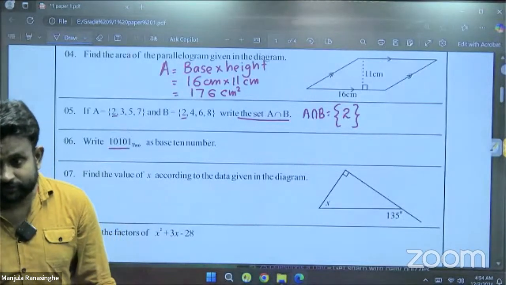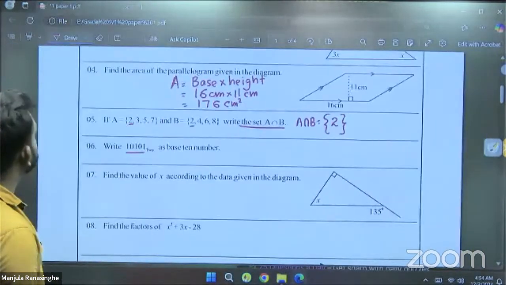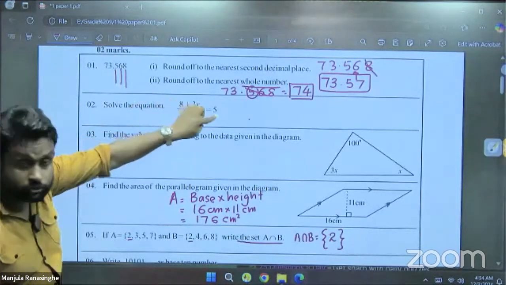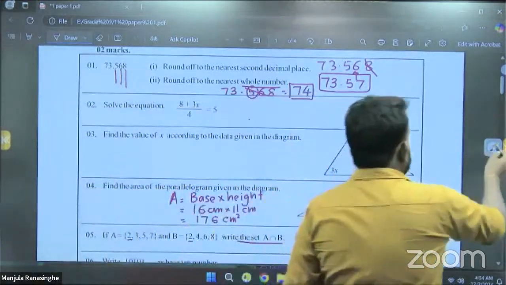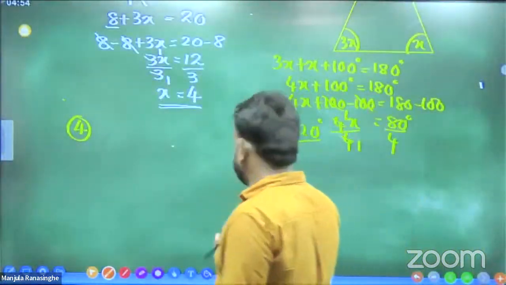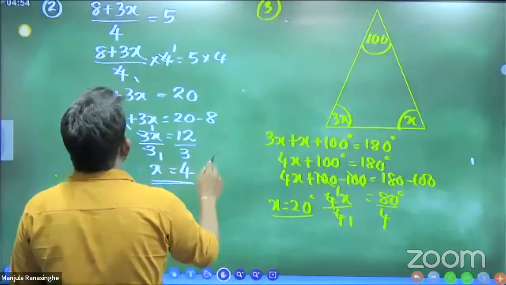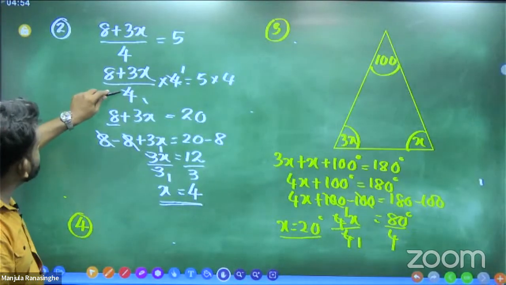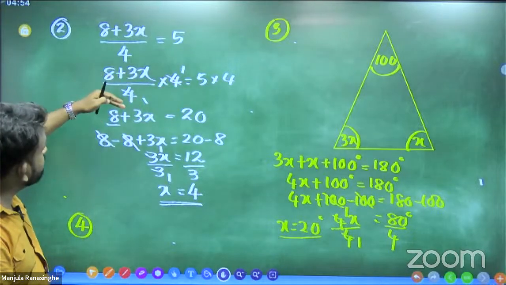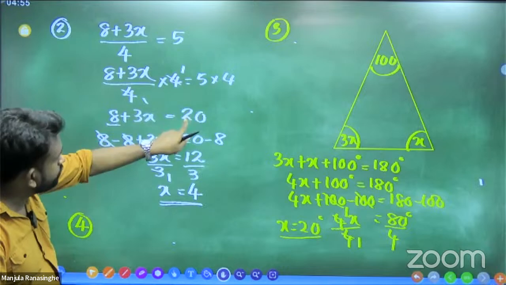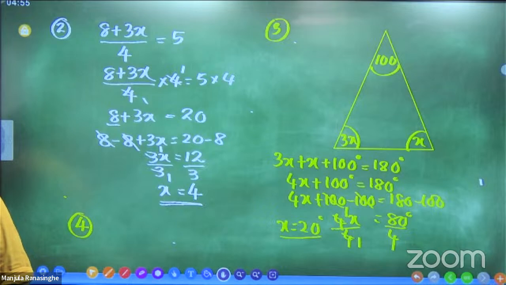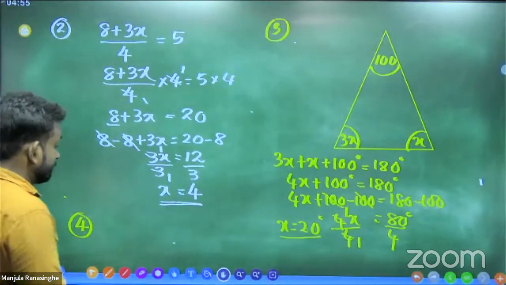Second question again. The second question we have done. Here we multiply by 4 on both sides. You can see it here, this is the second question on the board. If any doubts, you can ask. Here we multiply by 4 on both sides to eliminate the division. Then 8 plus 3x comes as 5 into 4, 20. Then making x the subject, x is 4.